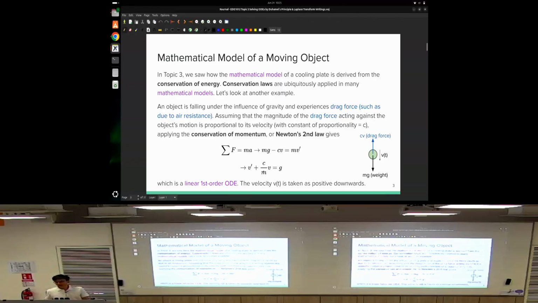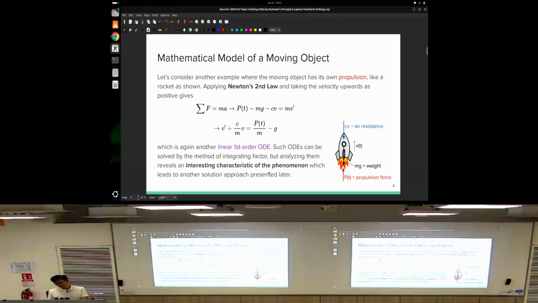Okay, so now we of course know how to solve this. Can use integrating factor, can also use separation of variables. But let's analyze this thing. Before we analyze that falling object ODE again, let's look at another example.